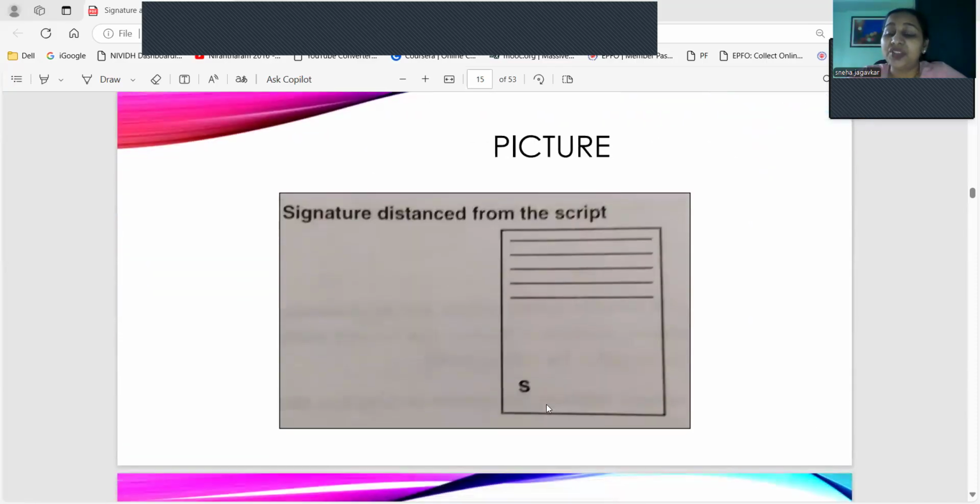Now, a signature which is distanced away from the script, completely away. So this I am speaking about this third part, the third vertical placement. So the person signs here for the first time and then below this another 2 times. That is how it works, right?